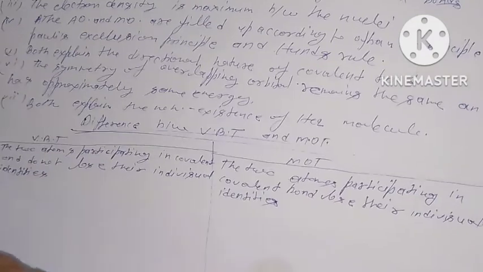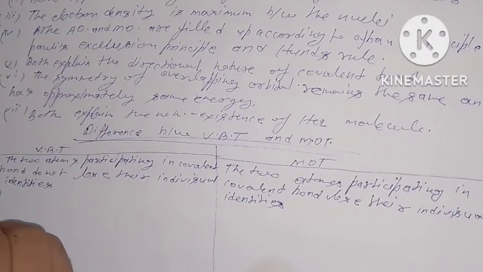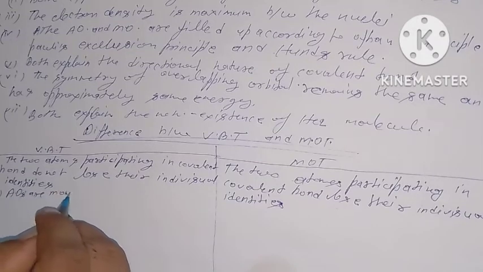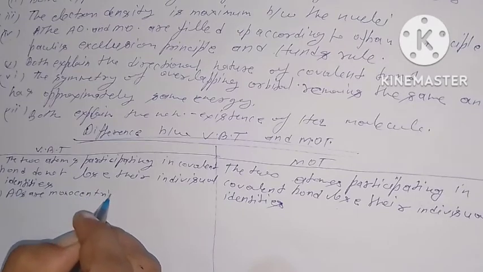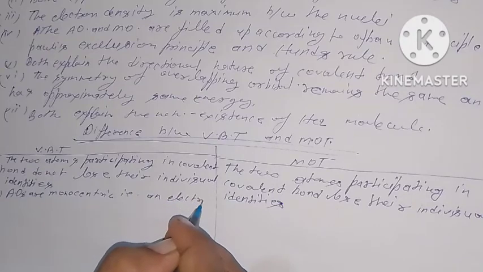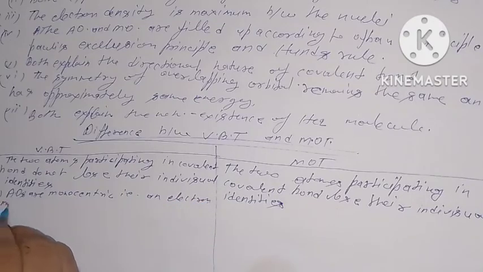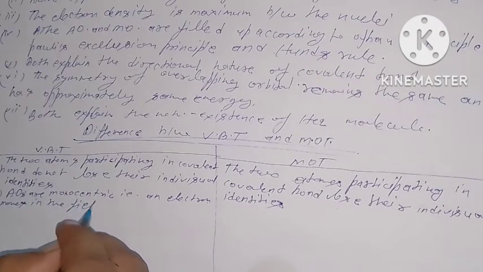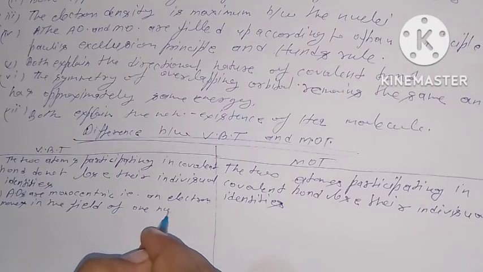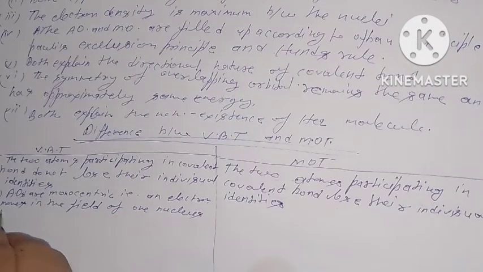Second point. Atomic orbitals are monocentric, that is, an electron moves in the field of one nucleus only.